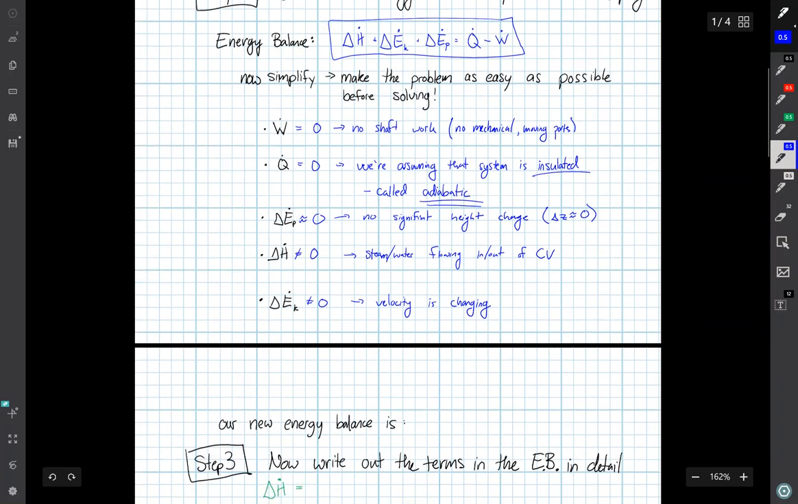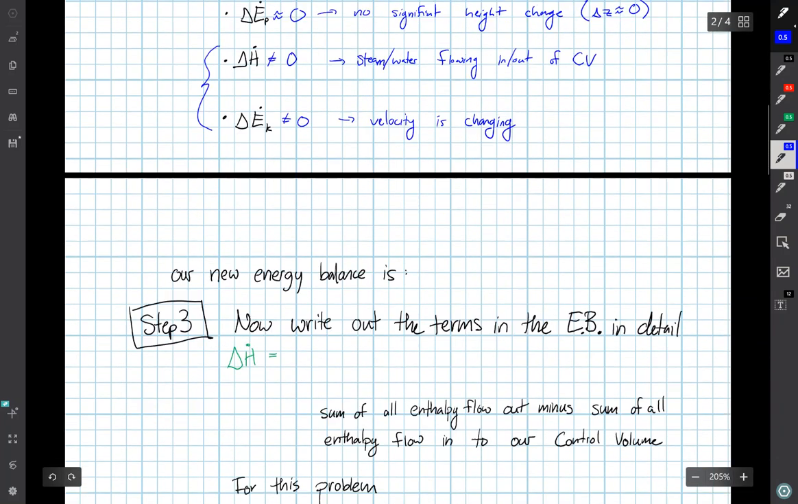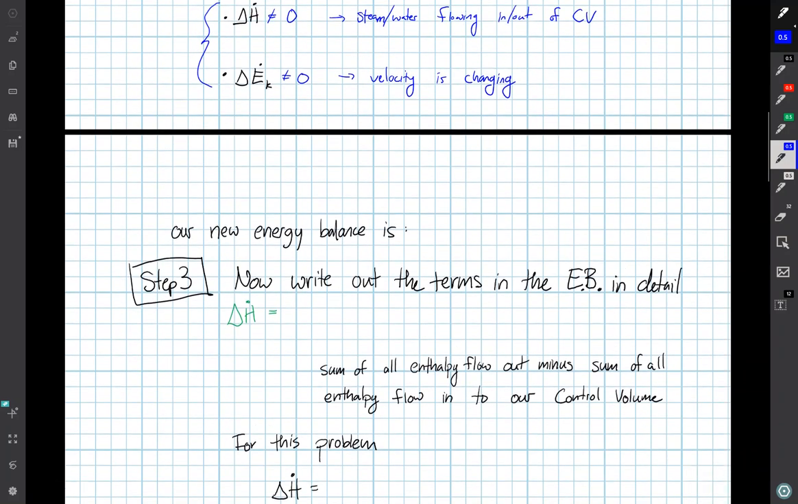Okay, so we can get rid of 3 of these terms, right? We can get rid of work, W, Q, and potential energy, but we're left with these 2, delta H and delta EK. So our new energy balance becomes very simple. It becomes just delta H plus delta EK is equal to 0. So that's our new and simplified energy balance.